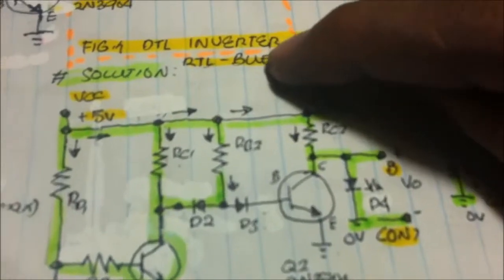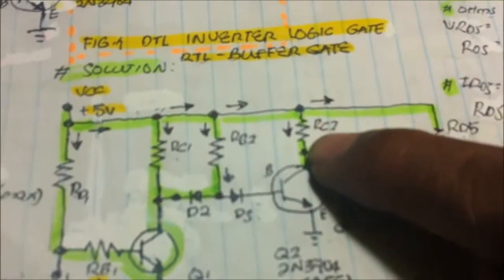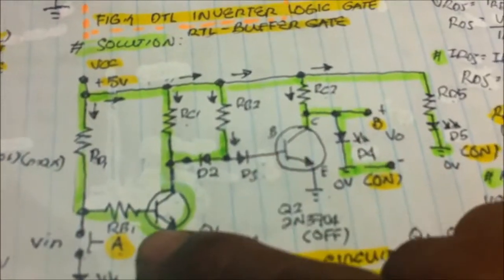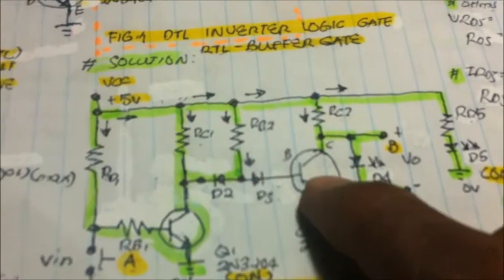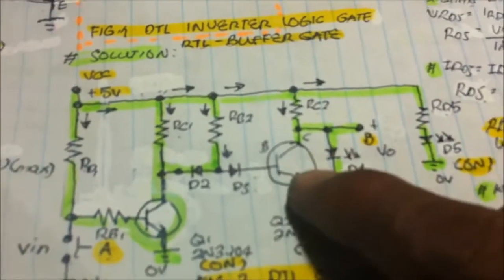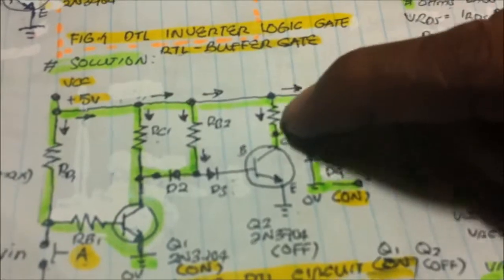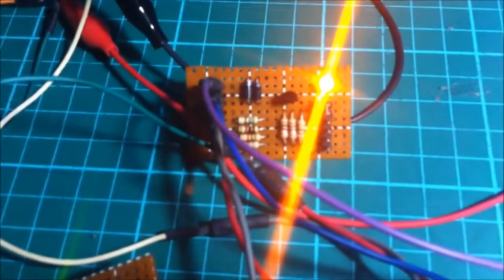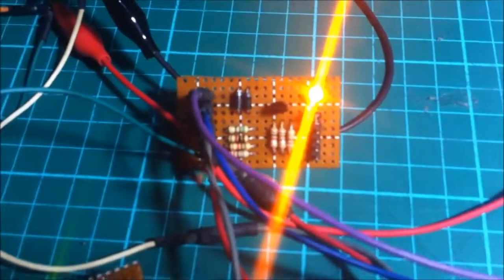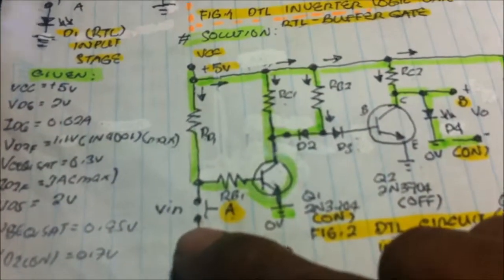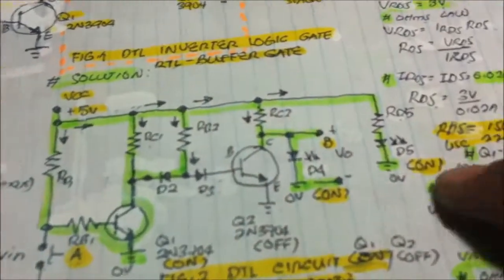Another current flows here into the collector. Why didn't it flow here? Because this is saturated, which makes this transistor cut off, to turn off. So the current flows now into the output. So as you have seen here, it is on without applying an input pulse.